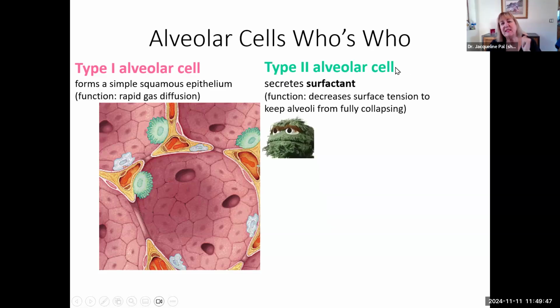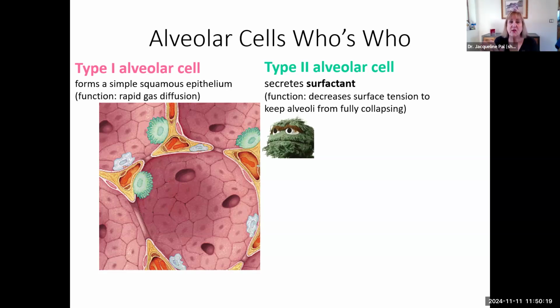And this is called a type 2 alveolar cell. So yeah, we didn't come up with any crazy names here in the alveolus. And what this cell does, it secretes something super important called surfactant. Surfactant starts being secreted in about the last month before you were born, and its function is to decrease surface tension. And you're going, okay, that's great, but I don't have a clue what that means.